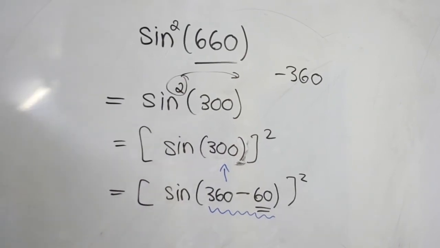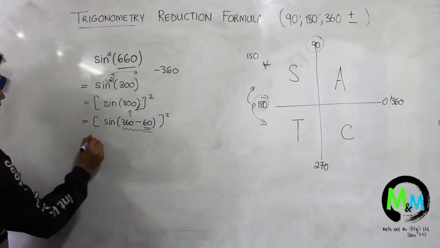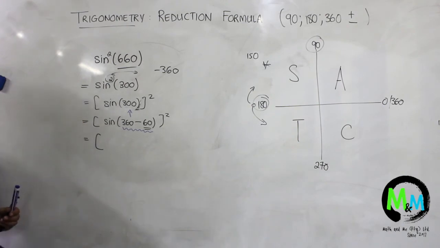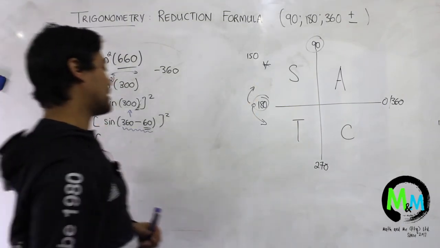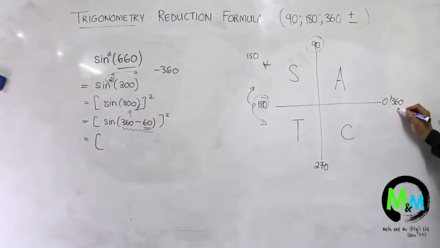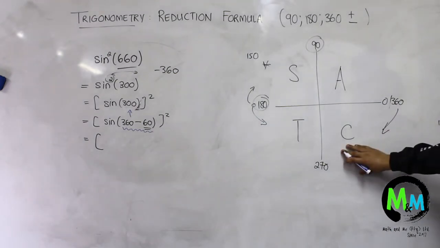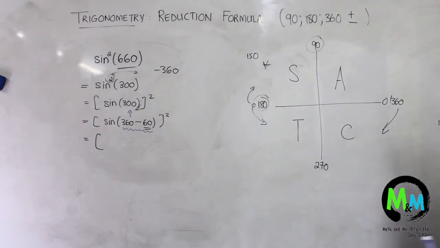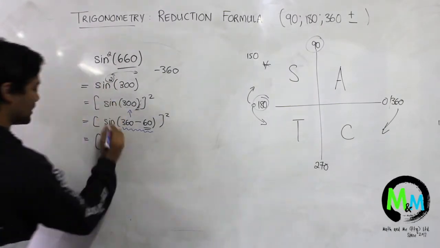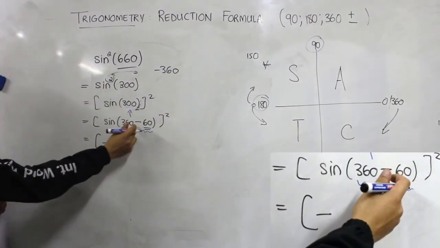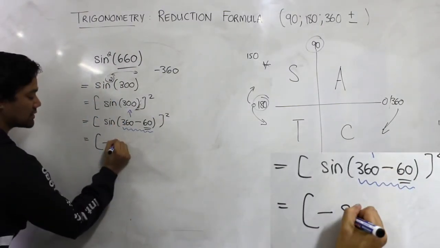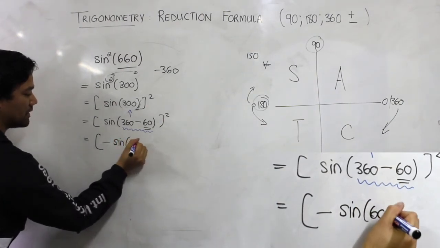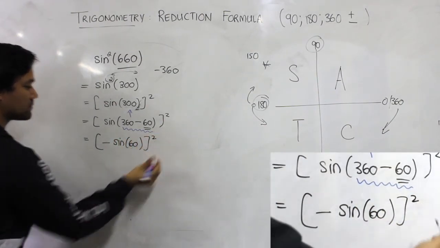Next, I will now do my reduction. So first check sign, then check ratio. Moving to my CAST diagram, 360 minus will place me in the fourth quadrant. We know that cos is only positive there, so sine is negative. With 360, my ratio stays the same. So that'll just be negative sine 60.